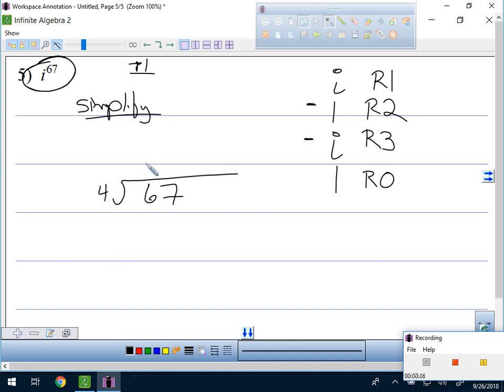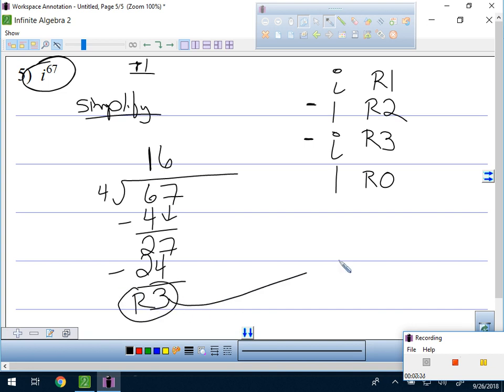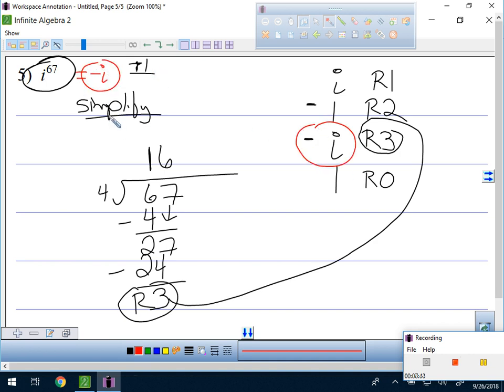So 4 goes into 6 one time, and then that's 2. Bring down the 7. 4 goes into 27. That's going to be 6. So that'll be 24. And subtract that. That gives you a remainder of 3. So now I can look over here. Remainder of 3 means that my answer is going to be negative i. So this is equal to, simplified, negative i. So just remember, divide by 4 and then do i, 1, and you're good to go for number 5.